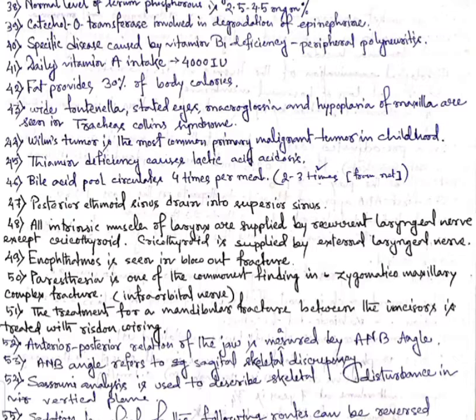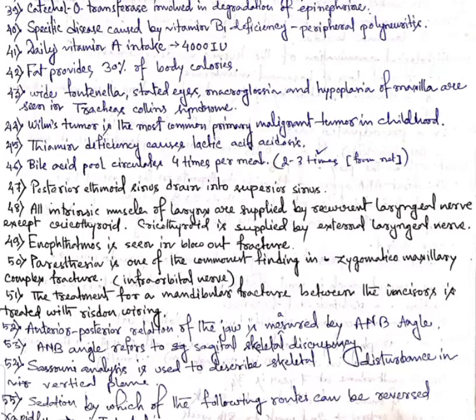Sedation by which of the following routes can be reversed rapidly? There are 4 options. Inhalation is the route that can be reversed rapidly. Borax increases the strength of agar hydrocolloid impression material. So we add borax to increase the strength of agar hydrocolloid impression material.